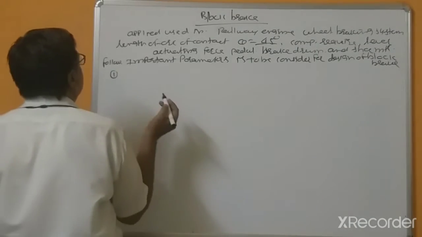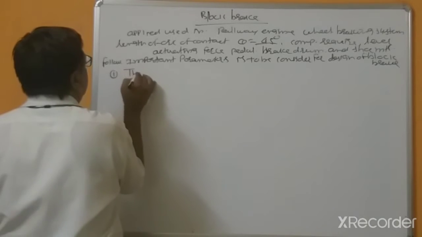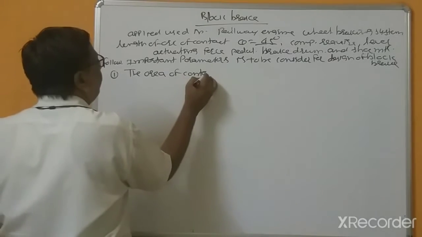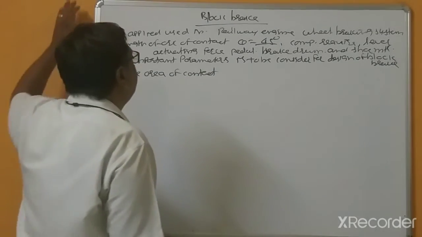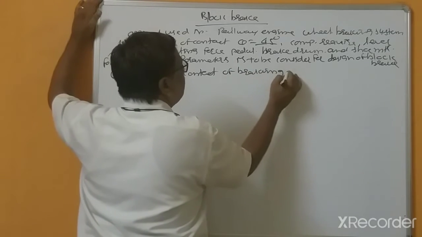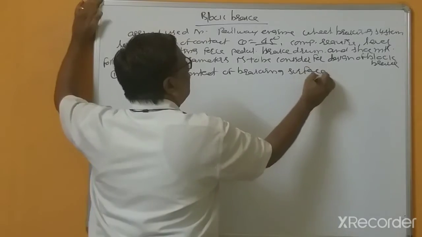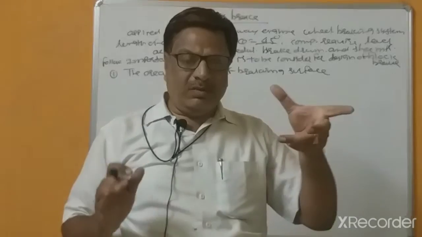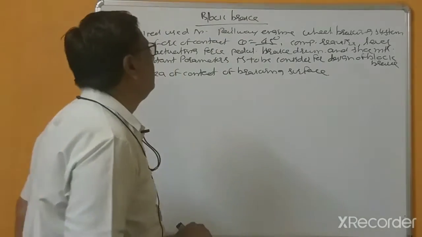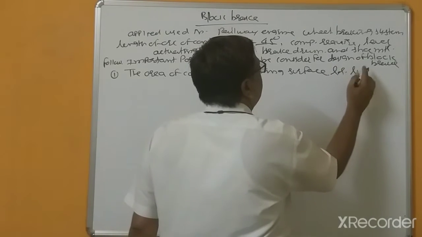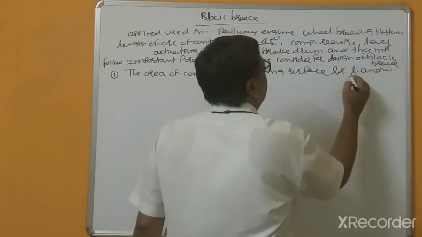So here first is the area of contact of the braking surface. So this is very important, the area of the contact of the braking surface. So here it is the length of the arc of contact multiplied by width. So that is L and width.